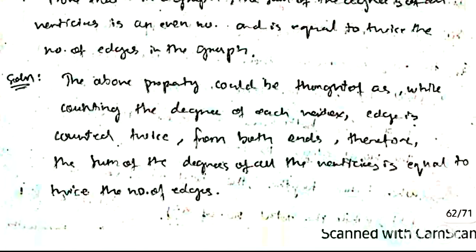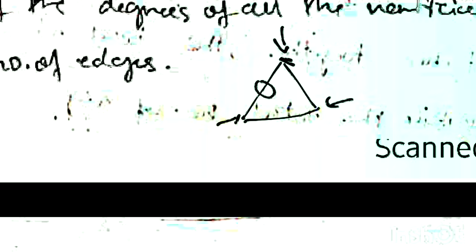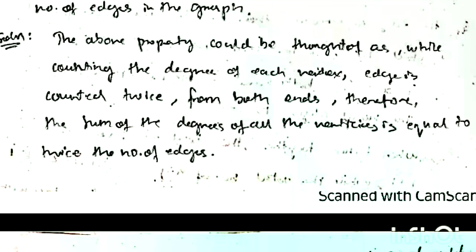Okay, so consider a diagram here. While you calculate the degree of each of these vertices, you will count the degree of each edge twice. Why? Because for each of these vertices you will count the out degree, right? So 2 times you will count for each edge.